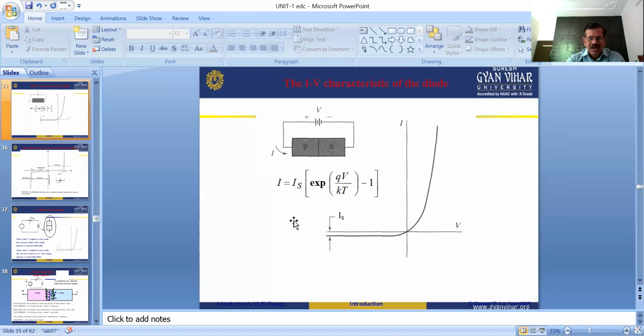You see here the diode current equation, I equals Is times e to the power QV upon KT, minus 1. Here Q is the electron charge, K is the Boltzmann constant, T is the temperature, room temperature, and V is the applied voltage of the diode. That voltage may be an external voltage. So this is the graph between current versus voltage of the PN junction diode, also called the PN junction diode characteristics graph.